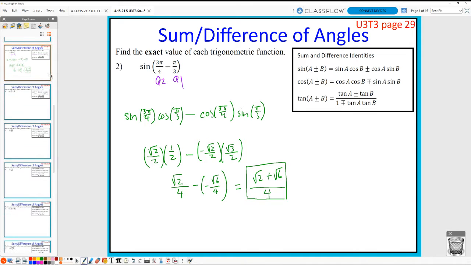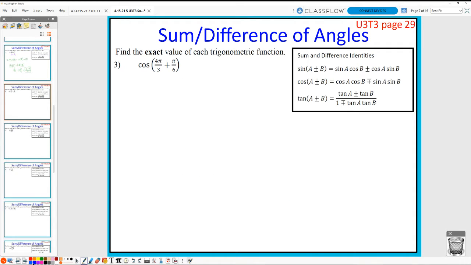All right, cool. Let's keep it moving. So we did 2 examples of sine. Let's take a look at cosine here. Cosine will be slightly different. But again, just note for yourself what quadrant we're in. This is quadrant 3. This is quadrant 1.